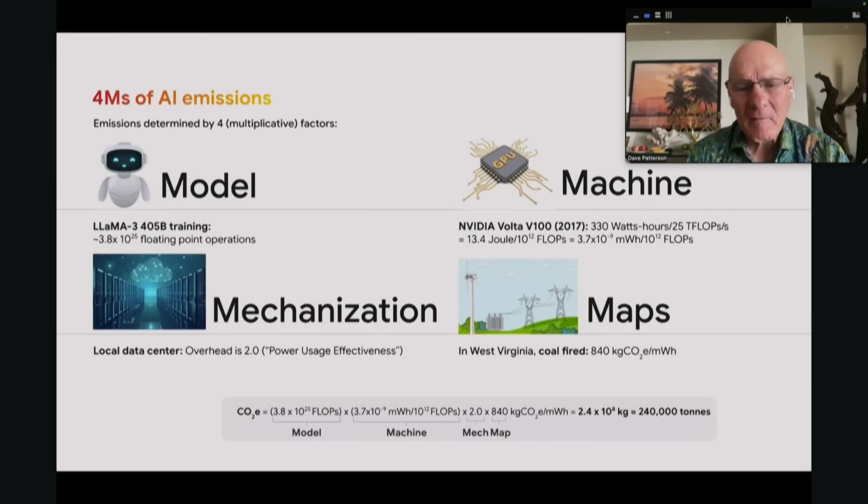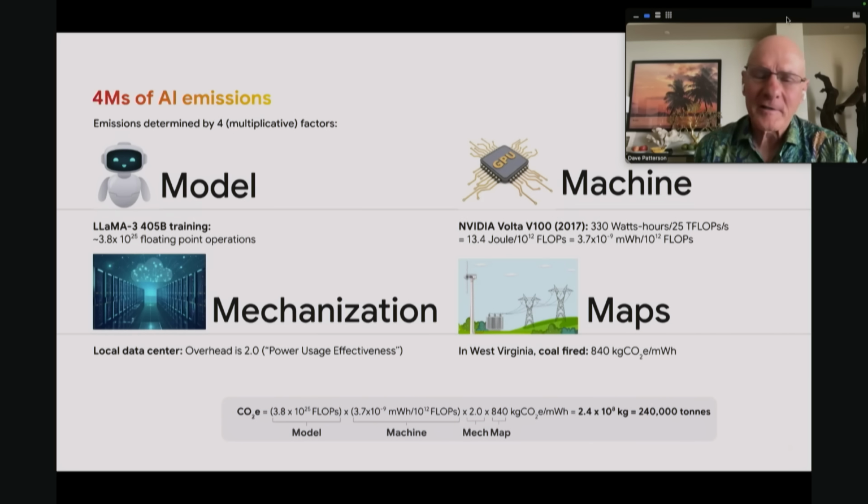So now, in one of these papers, we were able to talk about carbon emissions by 4 factors that you multiply together and you get the carbon emissions. The first is the model. Just like prior speakers, we're going to use the Llama model 405B. So 10 to the 24th is a septillion. This is about 40 septillion operations to train.